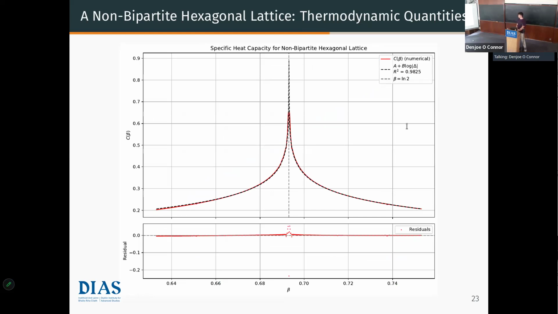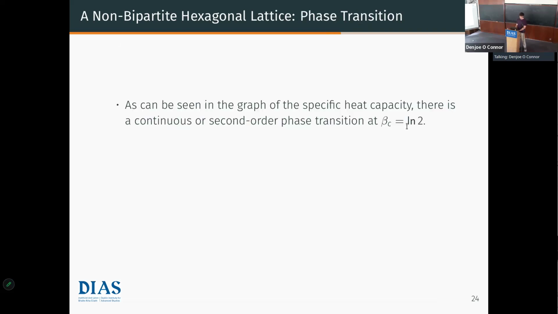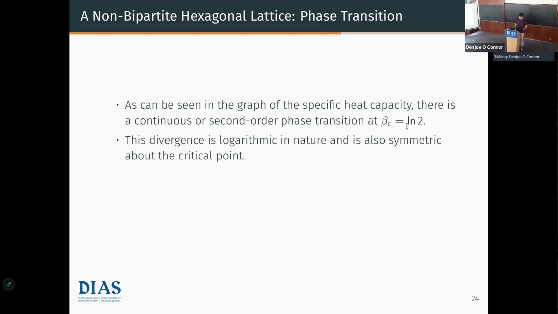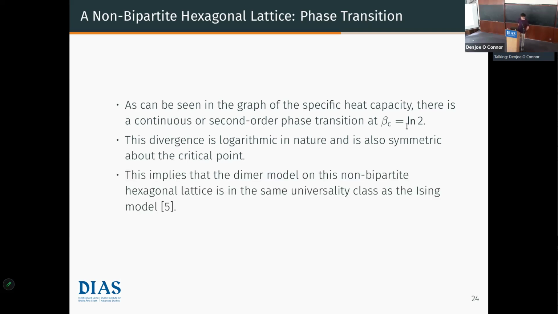So this is interesting because it implies Ising model-like behavior. As can be seen by the graph of that specific heat capacity, there is a continuous or second order phase transition at that critical point, logarithmic in nature and symmetric about it. So this implies it's in the same universality class as the Ising model.